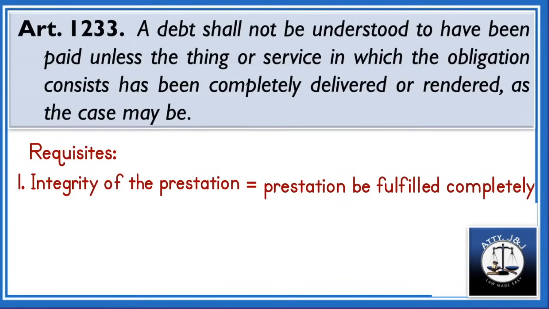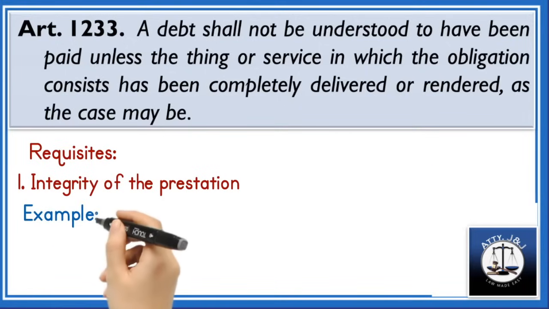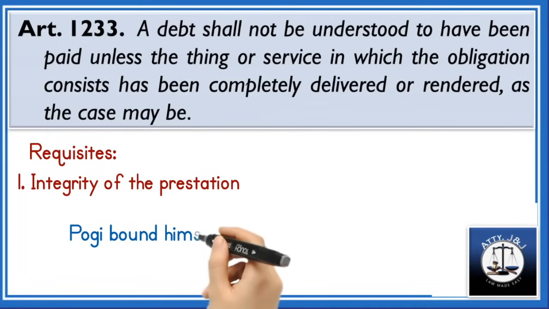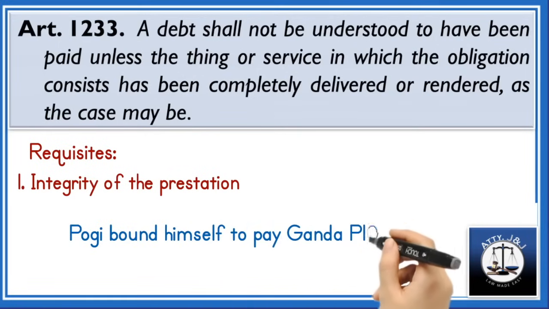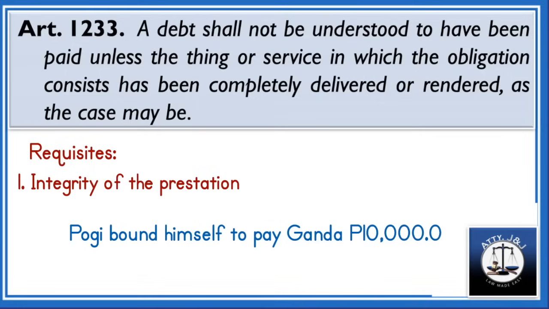So, example, Pogi bound himself to pay Ganda 10,000 pesos. Pogi is giving only 9,000 pesos. So Ganda can refuse to accept the 9,000 pesos because the fulfillment is not complete, right?